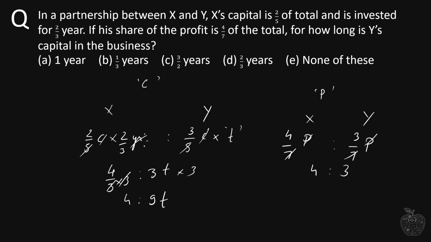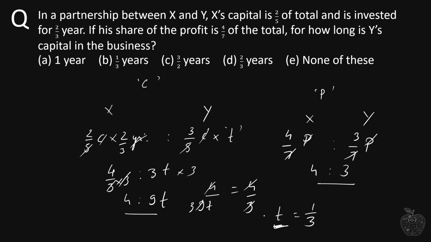Now we already know that the ratio in which the profit will be distributed is 4 is to 9T, and the ratio of the shares is 4 is to 3. So that means this ratio is equal to this ratio. From this we can imply 4/9T is equal to 4/3. Now 4 gets cancelled, 3 ones are 3, 3 threes are 9, and this T will go on the right hand side. So we get T is equal to 1/3.